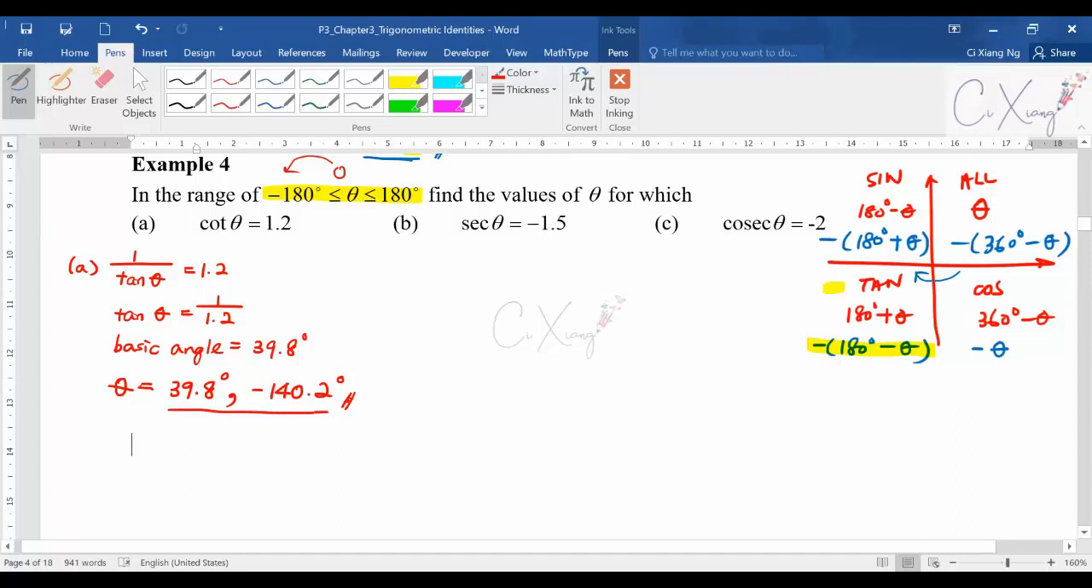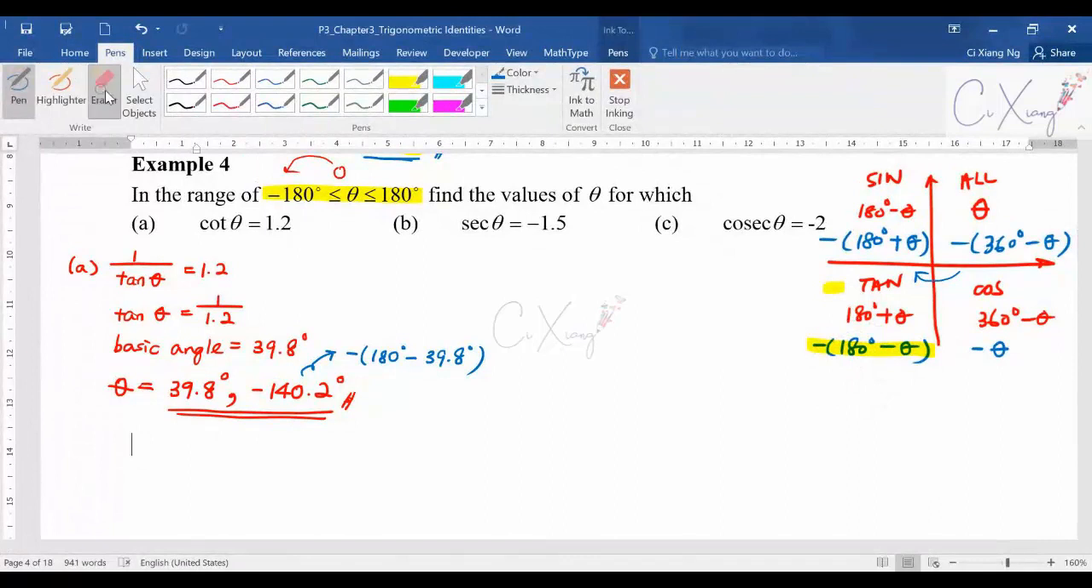Okay, so this is the two answers that we have. For those who don't know how we get the negative 140.2, you can write it beside. It's actually 180 minus 39.8, because it is in the third quadrant, so tangent is positive. And then according to the summary here, this is the value that you should have. I hope that you understand what I say here. Alright, so this is what we have for part A.